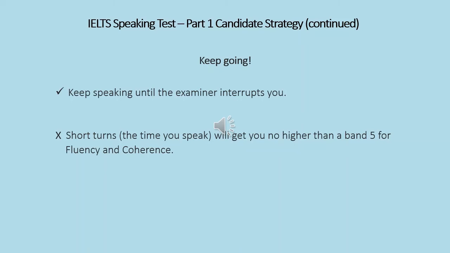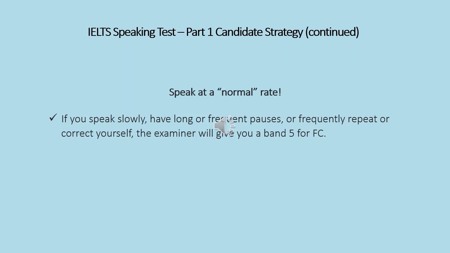I know a lot of candidates, people taking the test, already know this, but you just have to keep going. Keep speaking until the examiner interrupts you. If you have short turns, and turns mean the time that you are speaking, you probably won't get any higher than a band 5 for your fluency and coherence. You're going to want to speak at a normal rate, in other words, how you would speak in your first language. If you speak slowly, have long or frequent pauses, or frequently repeat or correct yourself, the examiner will probably give you a band 5 for fluency and coherence.